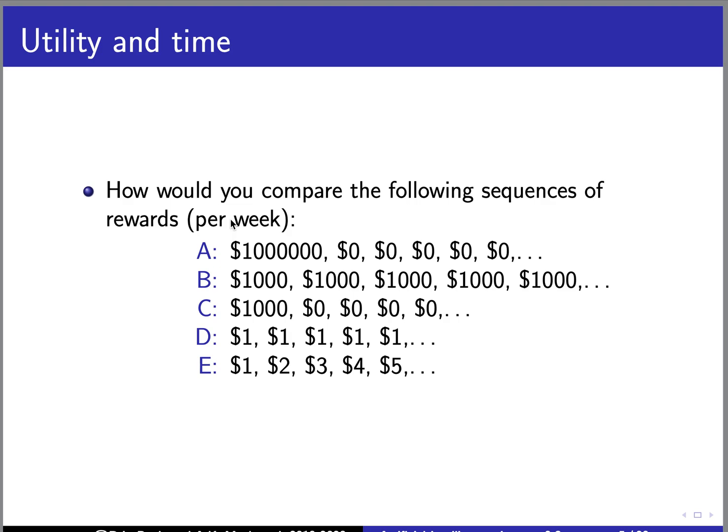How would you compare the following sequences of rewards? I get $1 million now, and then I get zero for the rest of my life. Or I get $1,000 a week for the rest of my life. Or I get $1,000 now, and then I get zero for the rest of my life. Or I get $1 a week for the rest of my life. Or I get $1 this week, and $2 next week, and $3 the third week, and $4 the fourth week, and $5 the fifth week, and so on. What would you prefer? It seems like some of them are easy to compare and some are more difficult to compare.